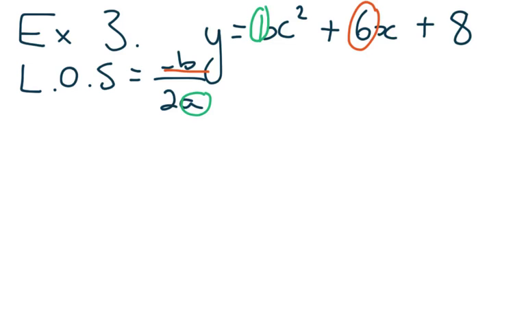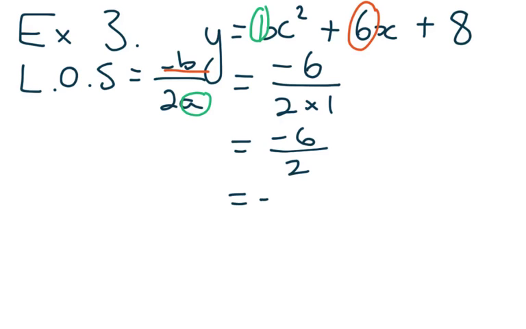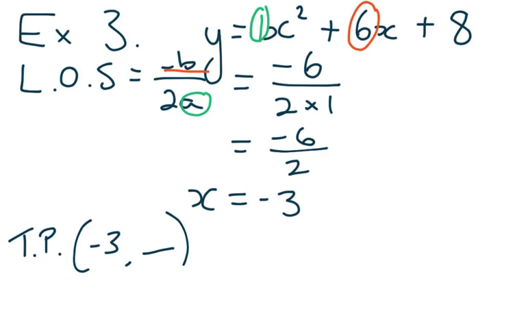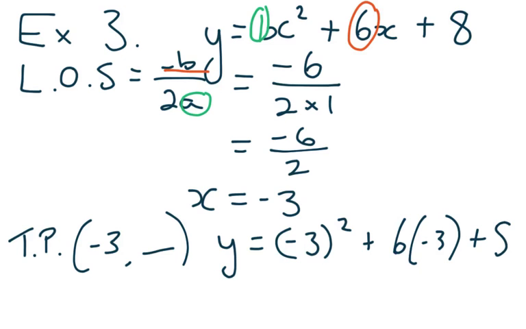So when we do our line of symmetry, we've got -6 over 2 times 1, which becomes -6 over 2. Therefore, our line of symmetry is at -3. So x equals -3 for our line of symmetry. To find our turning point, we already know that it's -3 something. We need to sub it back into the original equation. So we do y equals -3 squared plus 6 times -3 plus 8.